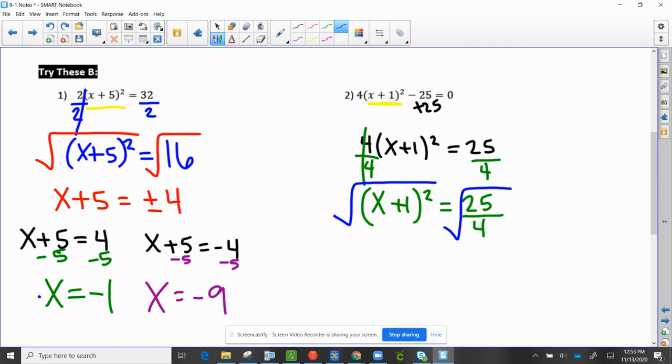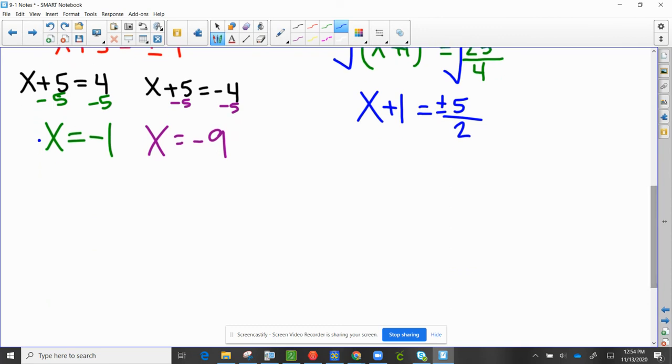okay, we're going to get x plus 1. No more square because we got rid of it. But the square root of 25 is 5 over the square root of 4, which is 2. Don't forget your plus or minus, because now we need to set up two equations. We have x plus 1 equal to positive 5/2 and x plus 1 equal to a negative 5/2.